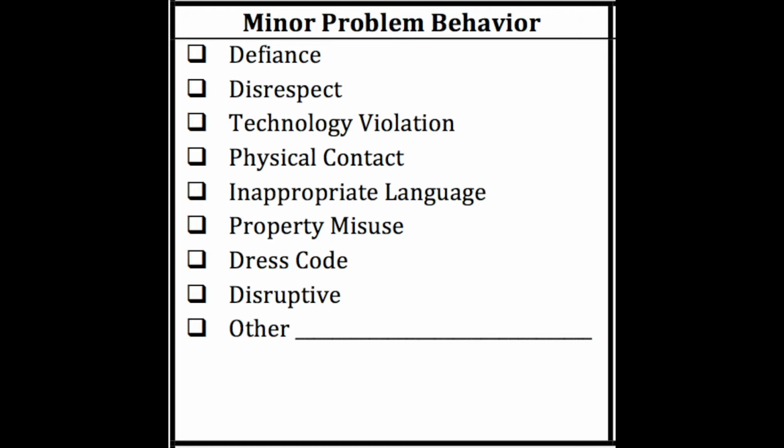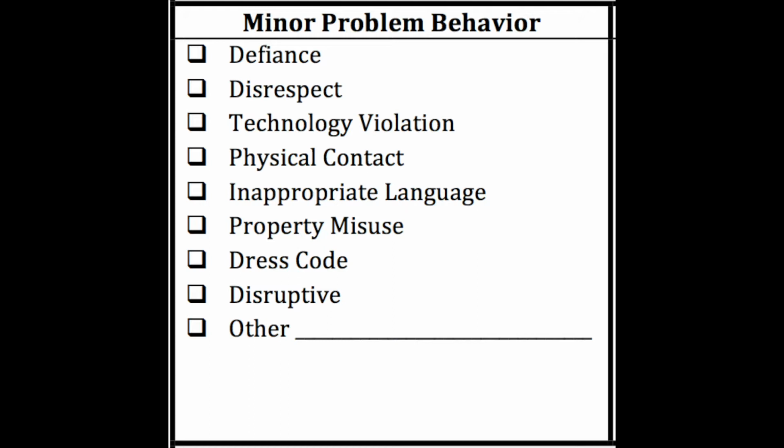Again, we won't be using a fix-it form for every minor problem behavior. You use a fix-it form for when the minor behavior problem is not being corrected with the intervention or the instruction you're providing to the student, and we need to start a data trail. Sometimes those minor problems happen in multiple settings, and the only way we'd know that is if we start a data trail and we're looking at how to support this student.